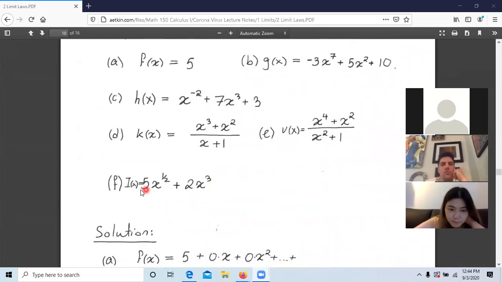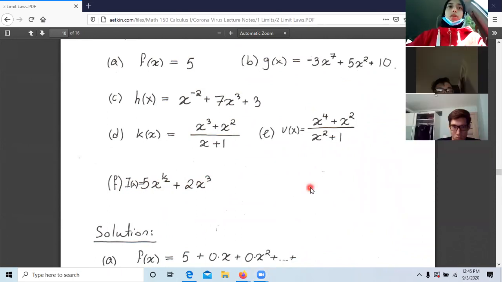Now, final question is F. It's 5x to the 1/2 plus 2x cubed. Is this a polynomial? Yes, so, and you can not only because of that, but because I can do away with division. I can express it in polynomial form, okay? So in E, I'm certain that I'm able to do away with division. So I only use addition and multiplication.